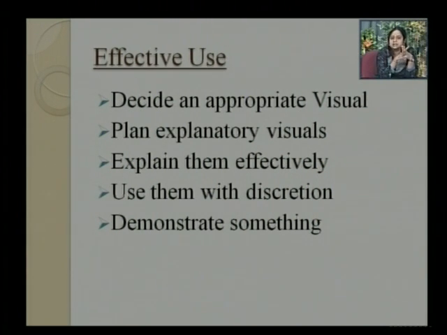Number one, when we talk of effective use of visual aids, we have to decide an appropriate visual for our presentation. For example, if you want to show some progress in one aspect of your business organization, then you can go for a line chart where only one aspect is covered. If you want to talk of comparing data, then you can go for a column chart or pie chart or bar chart.